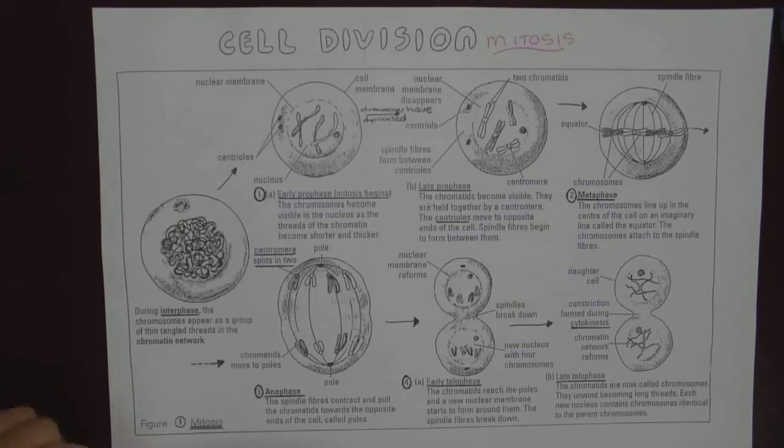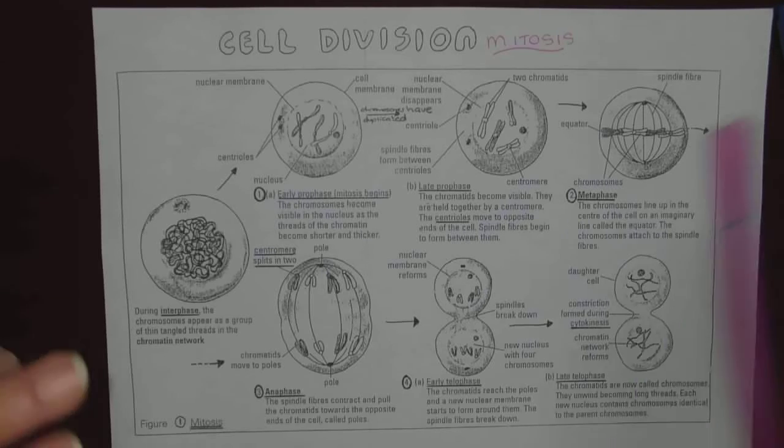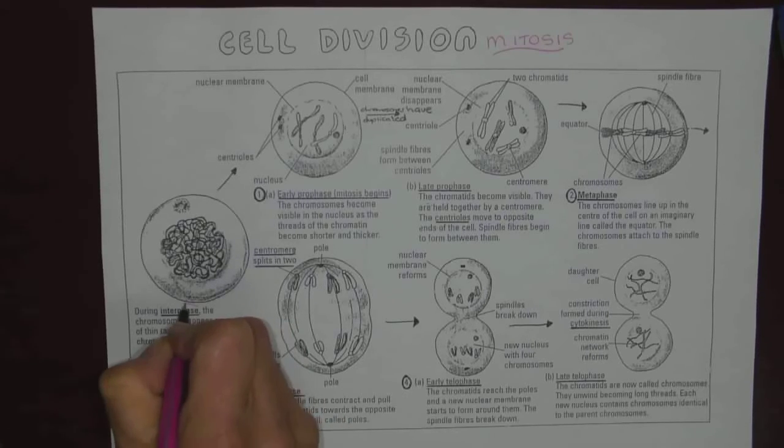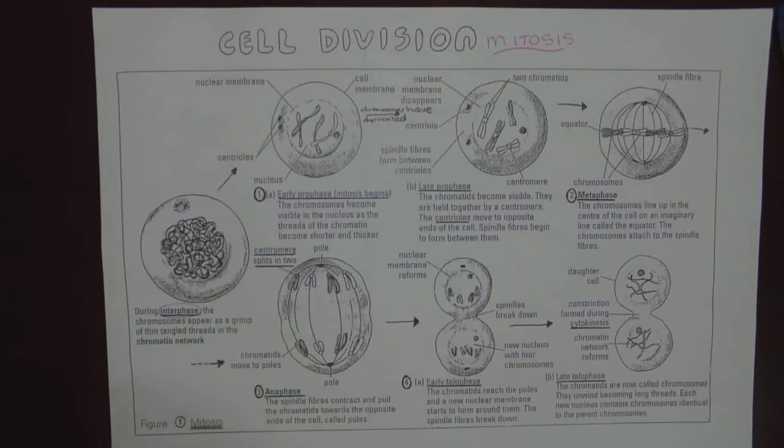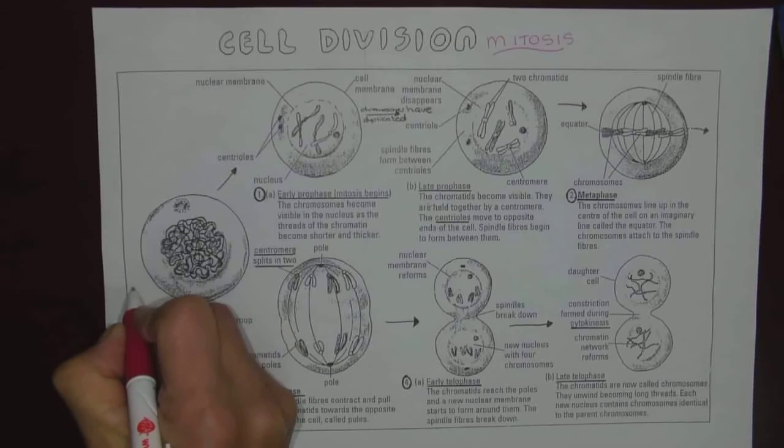So it could be mitosis in a plant or in a root, in any of the places that you've been learning about. Okay, so if we look at the diagram, we're going to start on the left hand side over here. Interphase. So remember, interphase is when the cell is not dividing, when it's carrying out normal processes.